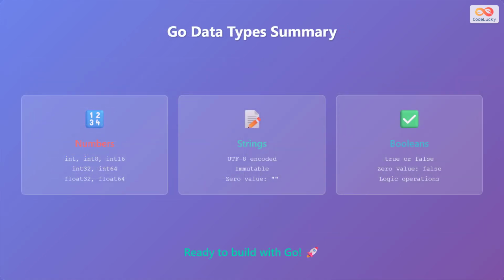Here is a summary of Go data types. First, numbers, which include int8, int16, int32, int64, float32, and float64. Second, strings, which are UTF-8 encoded, immutable, and have a zero value of empty string. Finally, Booleans, which are either true or false, have a zero value of false, and support logic operations. Now you are ready to build with Go.